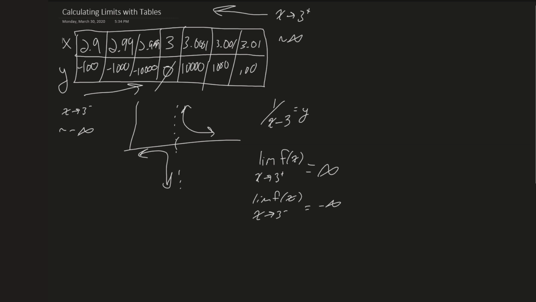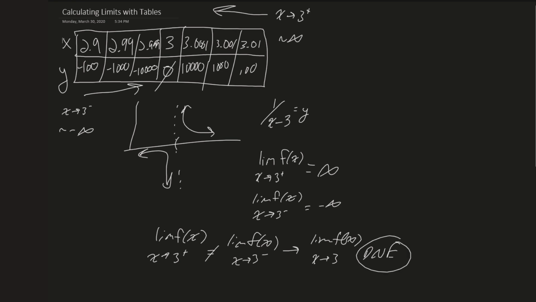And going off what we've mentioned in the previous video and the video before that, since the right limit is not equal to the left limit, so as x approaches 3 from the right does not equal as x approaches 3 from the left. Since they're not equal to one another, infinity is not equal to negative infinity, then our general limit, f of x as x approaches 3, does not exist.